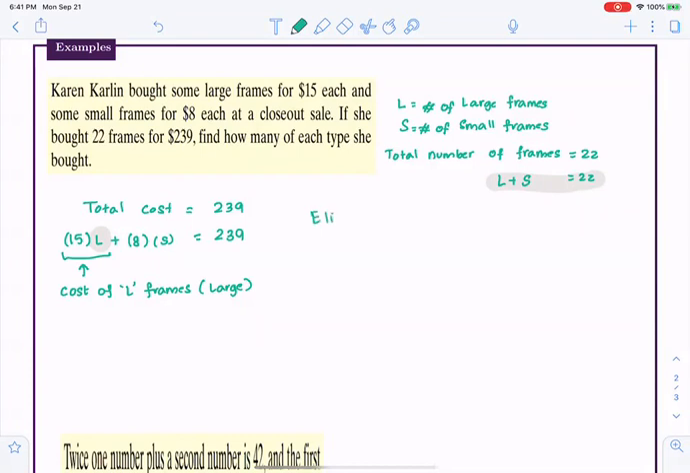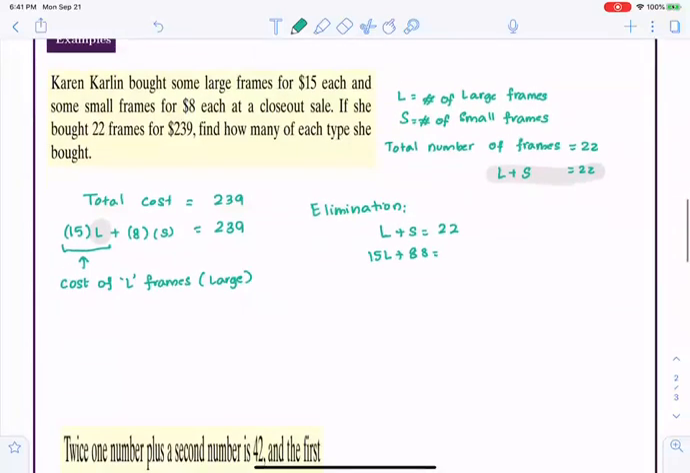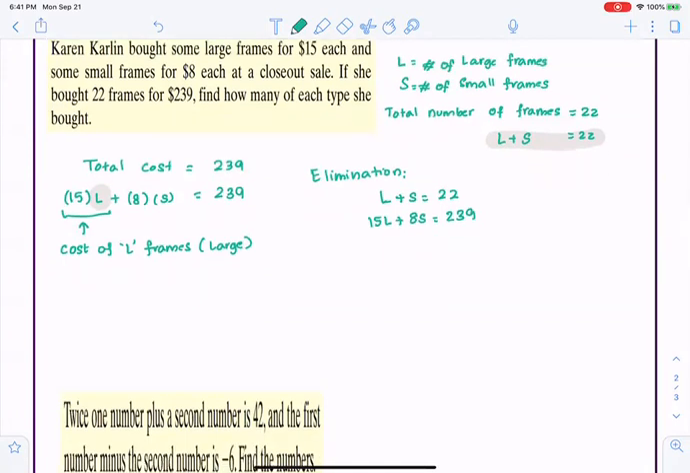Now I can use elimination. L plus S is equal to 22. 15L plus 8S would equal 239. And we all know that we can cancel out either of the terms. We just have to pick one that is easy to deal with. So I am going to eliminate the variable S. I can't do it directly, so I am going to multiply the first equation by 8 on both sides.